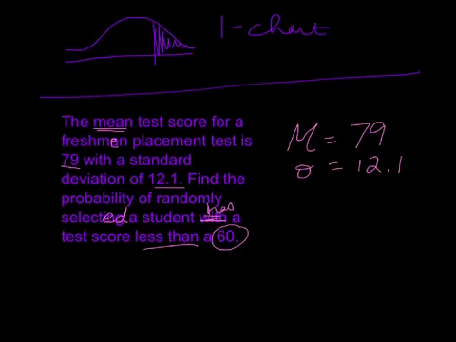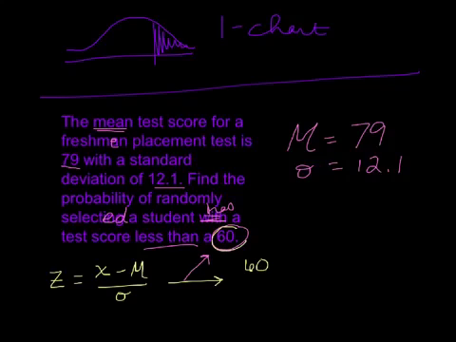So the first thing you need to figure out is that person's z-score. I know what their test score was on this placement test, but step one is to find the z-score. You have your formula, hopefully, that you copied down before. The z-score is the actual test score minus the mean, divided by the standard deviation. For this problem, the test score is 60, minus the mean, which is 79, and you're going to divide that by 12.1.